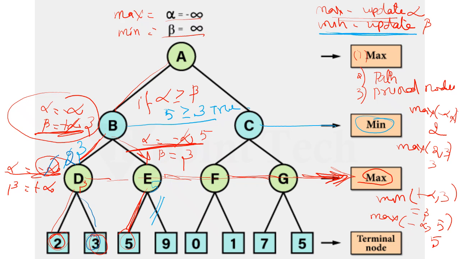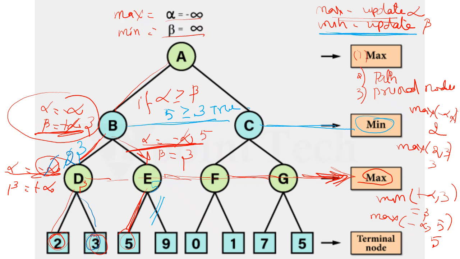Next, we have to go to B. When you come from parent to child, we do not update any value. Whatever is in the parent, we put that same value to the child also. But when we go from child to parent, we have to update depending on min or max. So here we have to update the value for B. It is a minimum. Minimum means update only beta. So here the value of E is equal to 5, and the already existing value of beta is equal to 3.